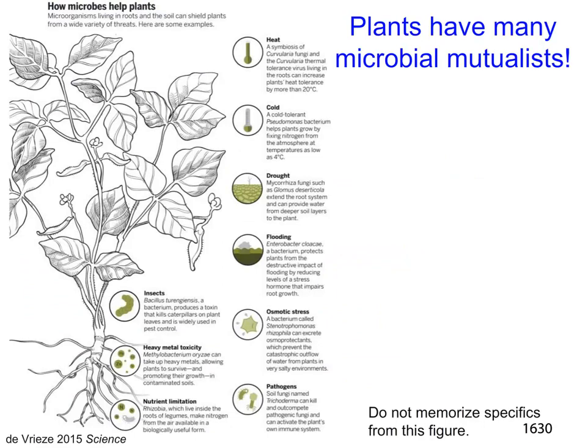Something that you should know is that plants do have many microbial mutualists, and so what I want you to do is download the PowerPoint version of this figure, and then go ahead and read through just to realize that microbes help them tolerate the heat, tolerate the cold, do all sorts of other cool things, that we never even really realized until somewhat recently.